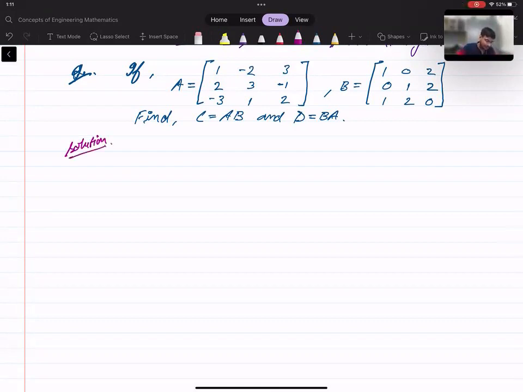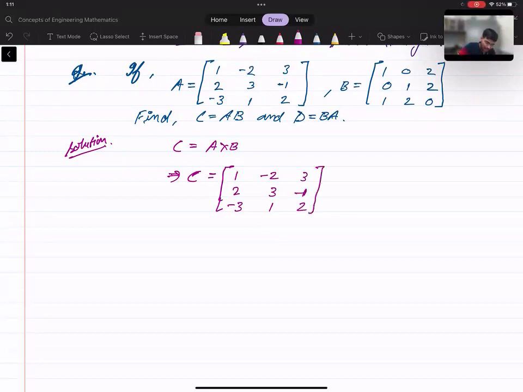So let us see the solution. How can we proceed? Simply C will be A multiplied by B. So we have C as, let me write with some space so it is clearly visible. We have A as 1, 2, -3, then -2, 3, 1, and 3, -1, 2. This is being multiplied with B, which is 1, 0, 1, then 0, 1, 2, and 2, 2, 0.